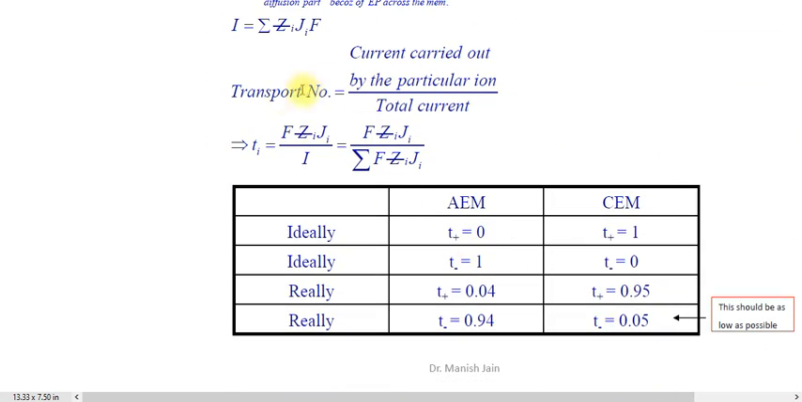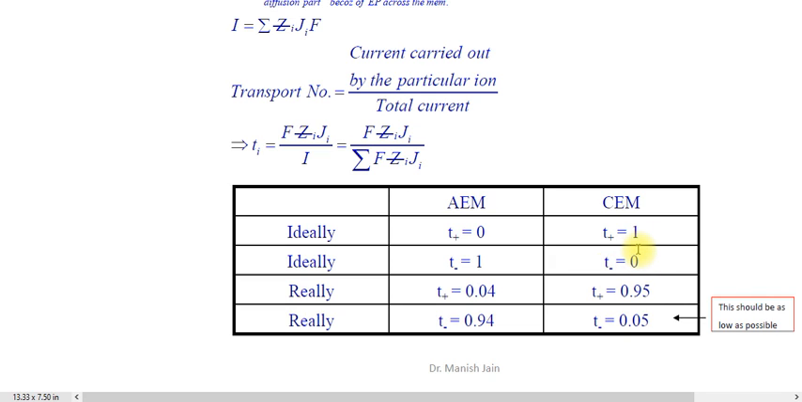This is the formula of transport number: the current carried by a particular ion divided by the total current. For an anion exchange membrane, the transport number for the positive ion should be 0 and the transport number for the negative ion should be 1 in the ideal case. For a cation exchange membrane, the transport number for the positive ion should be 1 and for the negative ion should be 0. These are the ideal cases.